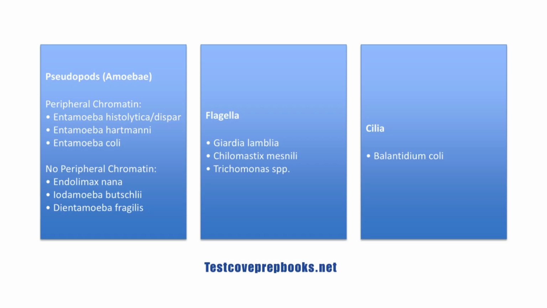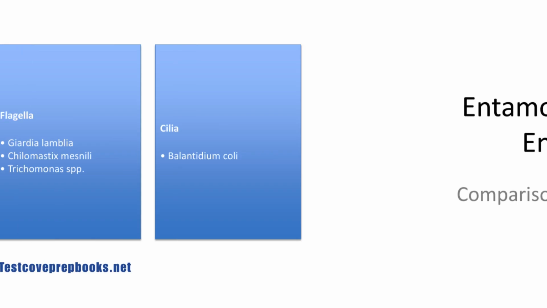Although Entamoeba fragilis is technically a flagellate, the second group uses flagella for movement. These include Giardia lamblia, Chilomastix mesnili, and Trichomonas species. The third group uses cilia for motility, and the classic representative is Balantidium coli. So, by remembering the type of motility, pseudopods, flagella, or cilia, you can quickly classify the major intestinal protozoa.